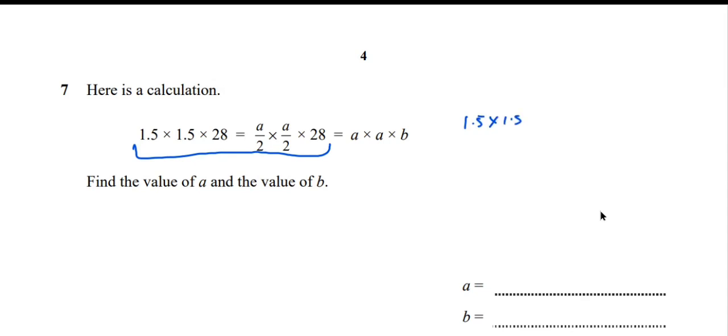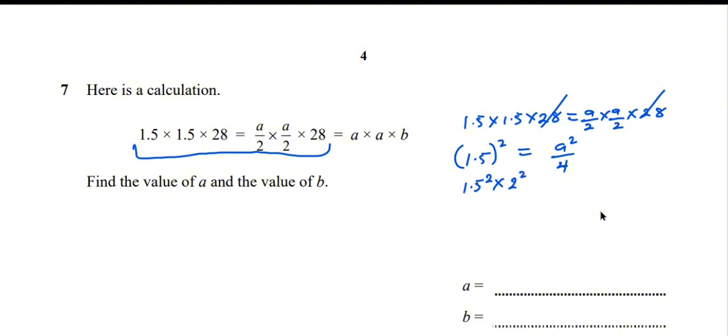So 1.5 times 1.5 times 28 equals a over 2 times a over 2 times 28. So there's 28 here, there's 28 here, which I can cancel out because 28 can divide both sides of the equation. So it means that I have 1.5 all squared equal to a squared over 4. Okay, a squared over 4. So I can express 4 as a square. That will give us 1.5 squared times 2 squared equal to a squared. So this is 1.5 times 2 all squared equal to a squared. So it simply means that a is equal to 1.5 times 2, and 1.5 times 2 will give you 3. Okay, so I hope you'll be able to see what I did there. So I've gotten my a as 3.